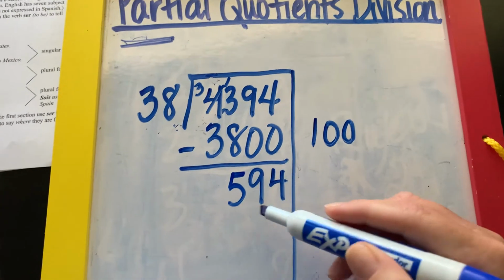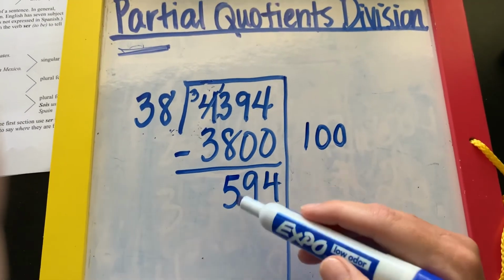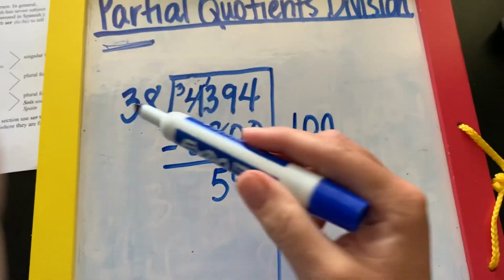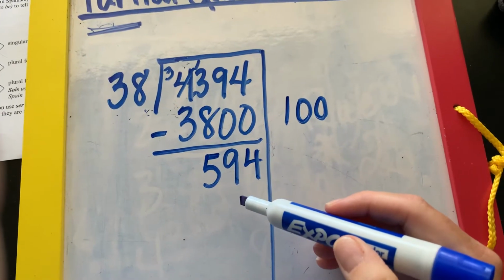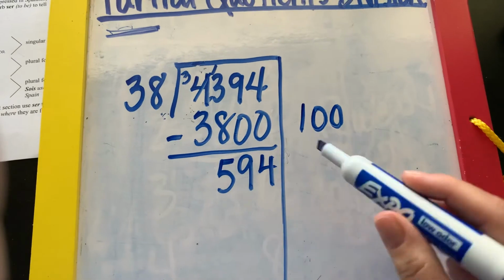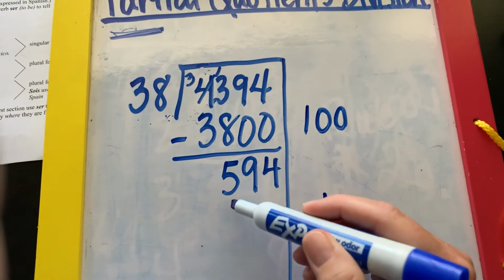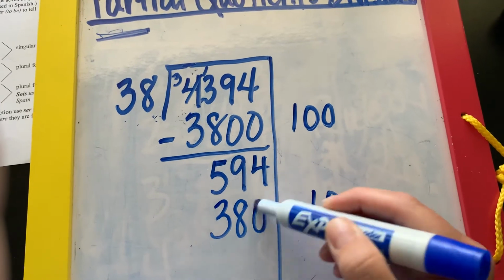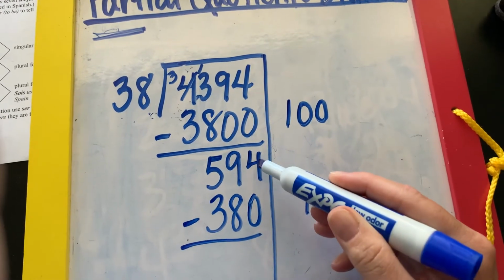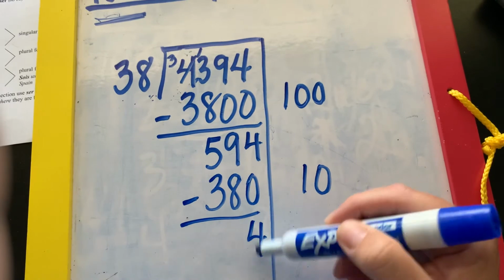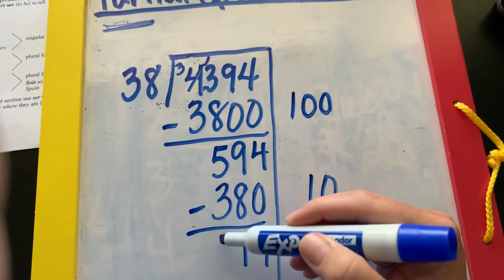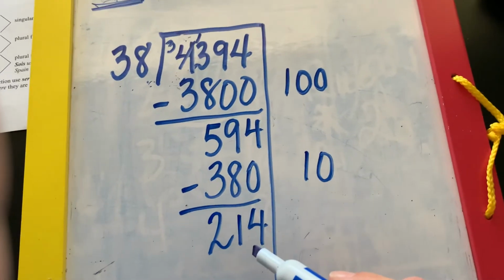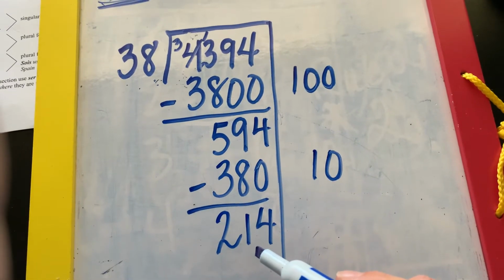Okay, so now we have 594. So that's pretty good. We knocked down a lot. Now we have to think again. What can I multiply times 38 to get close to 594? And use extended facts. I think 10 is a great one to start with because we know 38 times 10 is 380. So we subtract: 4 minus 0 is 4, 9 minus 8, 1, 5 minus 3, 2. So now I have 214. So I'm getting there, okay?